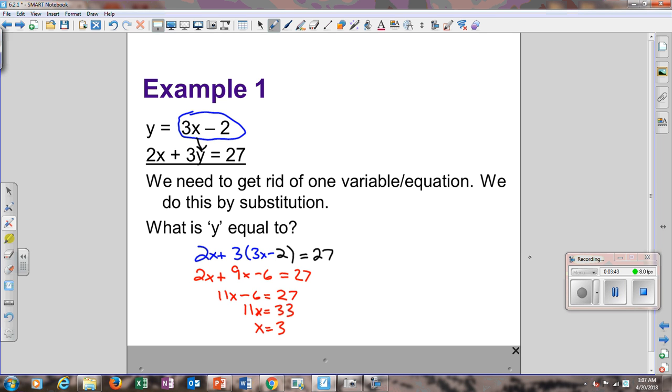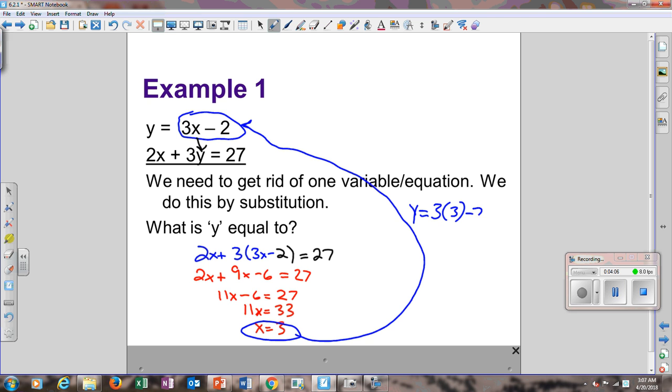Now, if you'll remember from graphing, though, you don't just end up with one answer. You have to have 2 to make an ordered pair. So now we take this x equals 3, we substitute it back in to the top equation for the x. That will give us y equals 3 times 3 minus 2. Gives you y equals 9 minus 2, or y equals 7. So your final answer should be 3, 7.